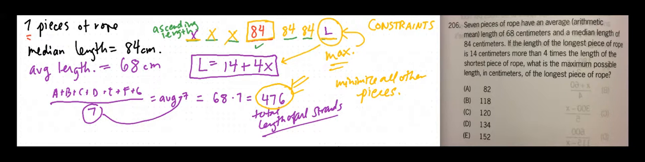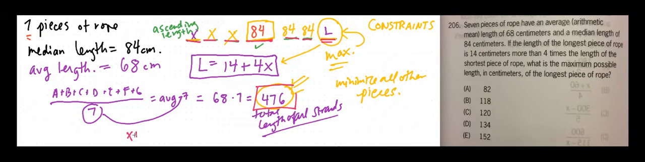The way that you maximize the longest piece of string is that you make the others as small as possible. These can all be very short, and then this has to be 84, and these two can also be 84, but they can't be less because that would put them on the other side, and then this would not be the median anymore. Now you add all those up and set it equal to 476.